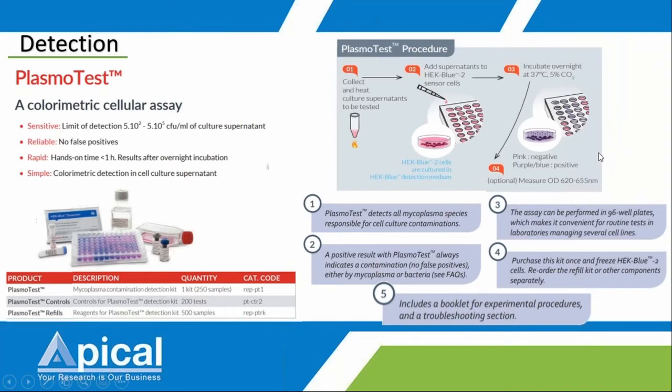Why are you encouraged to use the Plasmotest kit? Because it detects all mycoplasma species responsible for cell culture contamination, and a positive result indicates contamination. If the solution turns purplish blue, then there is a presence of mycoplasma. You can perform them in a 96-well plate. When you purchase this kit, you can freeze the HEK-Blue 2 cells, and you can reorder the refill and other components separately. If you see here, we have the test, the controls, and the refills. The controls can go for about 200 tests and the refill for about 500 samples. So one kit can be used for 250 samples.